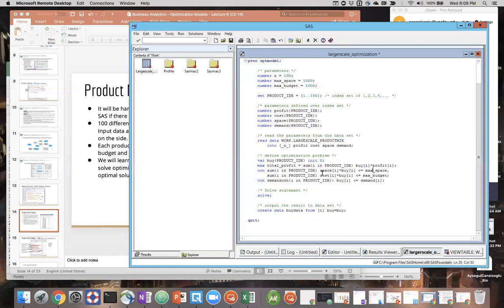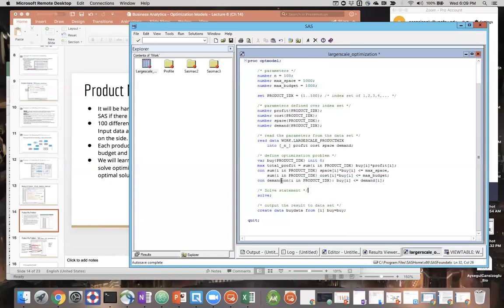And then we will do the same thing with the cost and the buy, because each item has a cost and we have a budget limit. So that needs to be less than the max budget, which is defined up here. And then last but not least, we have a demand constraint. For each product, buy needs to be less than or equal to the demand given. And this is how we define it.